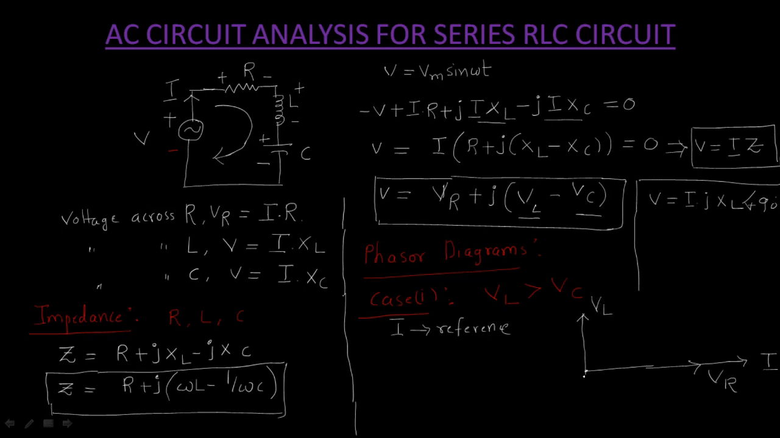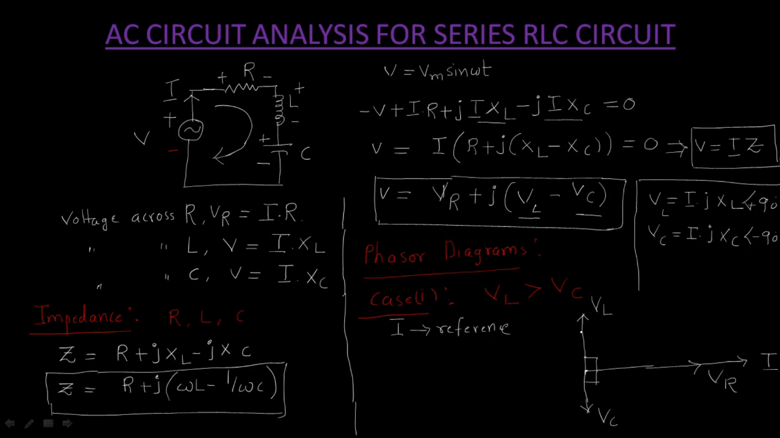And the voltage across the capacitor, V equals I into minus jXC, which is minus 90. So VC is minus j, that's why VC is downwards. VL is plus 90 and VC is minus 90. Wherever plus 90 is there, you have to draw above, exactly 90 degrees. Wherever minus 90, we have to draw below. And we have VL minus VC.